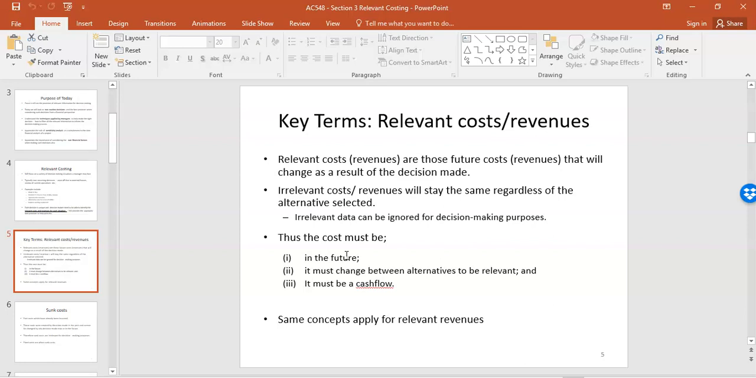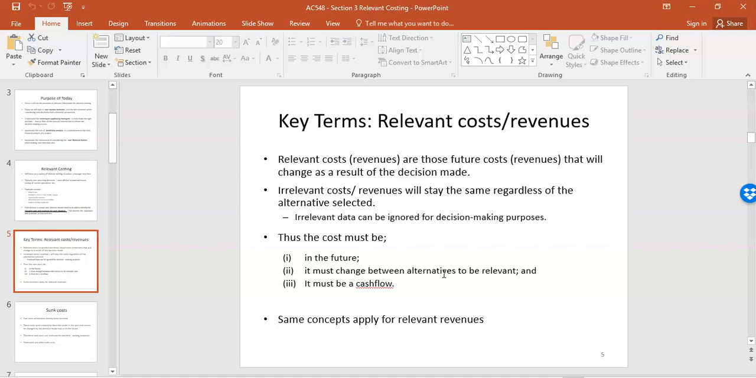So accountants say you should be looking at the future and it must change, i.e. the cost must differ between one choice and the other. If the cost doesn't differ, it's not a relevant cost. Because if it doesn't change, it's not going to be impacted by the decision. And it must be a cash flow. It can't be just an accounting entry such as depreciation or some other accounting adjustment. It must actually be a cash flow that's going to impact your cash balances.